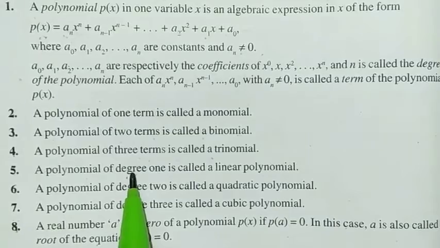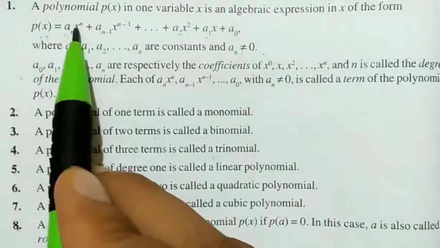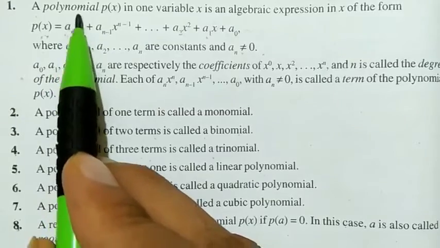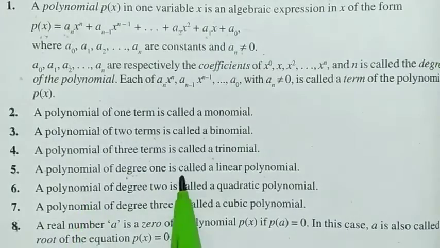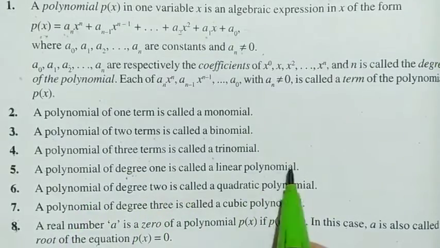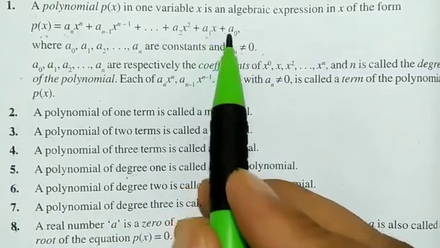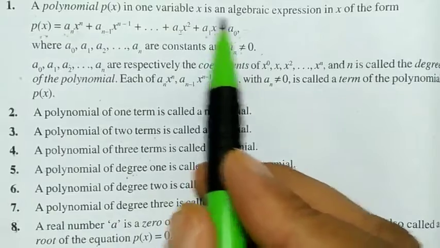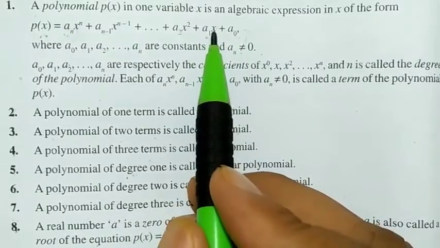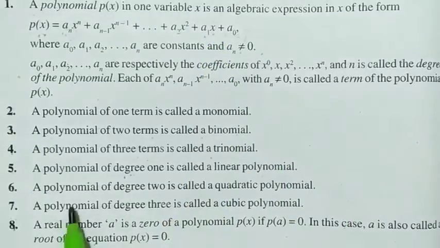Degree is the highest power of the variable that exists in the expression. So if a_n is not 0, meaning the highest power x^n is present, then n is the degree. So here the degree is 1. If the degree is 1, it means a linear polynomial, meaning the higher terms are 0. This a_1 x + a_0 is there, meaning only x^1 is there. So the highest power is x^1, and that is called a linear polynomial.